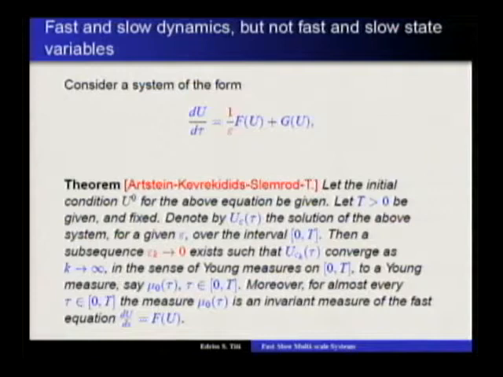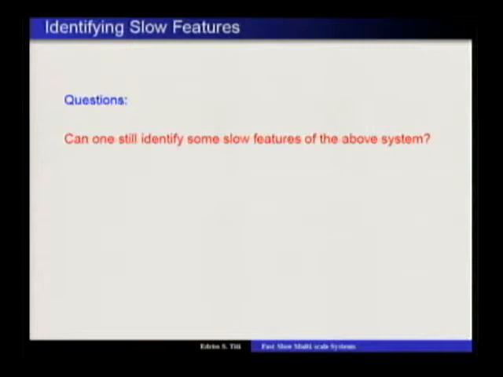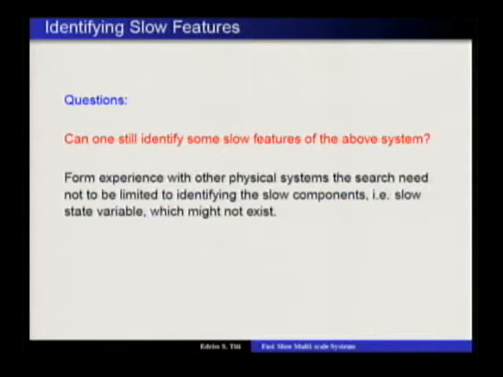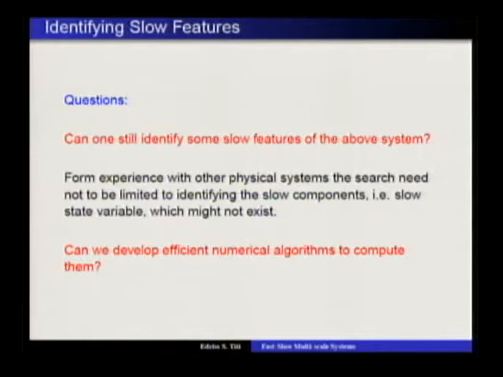Here's the question. Can one still identify some slow features of the above system? Not state variables, but features. From experience with other physical systems, the search need not be limited to identifying slow components or slow state variables, which might not even exist. As I said, in the example of Boltzmann, you don't expect any of the particles to be slow, or even a combination of them, or even a function of them. However, if you look for functionals of them, like the integral, like the moments, the first moment, with respect to the measures, then you can get something nice, and these are basically the density, the velocity, and the energy in the Navier-Stokes and Euler equations. So can we develop efficient numerical algorithms to compute these particular features?